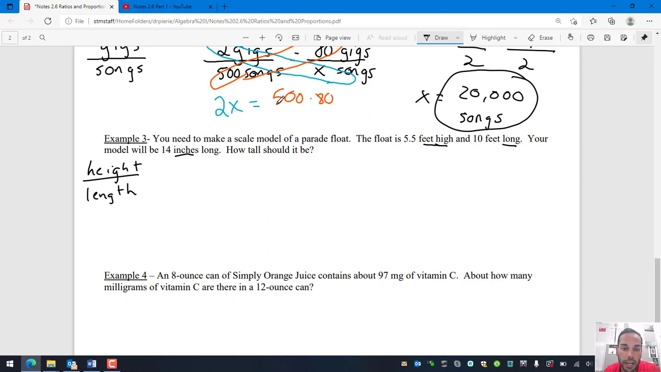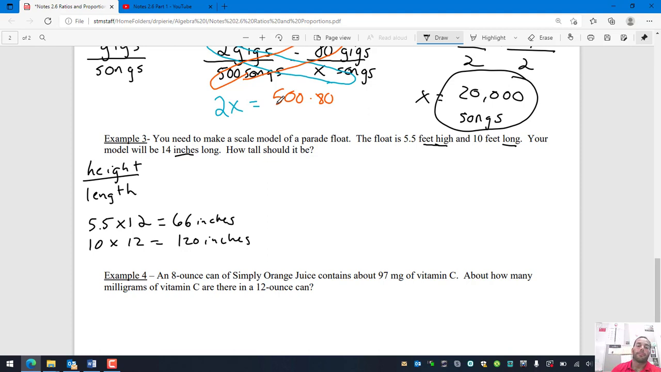So let's convert 5.5 feet to inches. All we have to do is take 5.5 and multiply it by 12. And when you do that, you should get something like 66. I know that the actual float is going to be 66 inches high. And then do the exact same thing with the length. 10 feet times 12 should be 120 inches. The actual float is going to be 66 inches high and 120 inches long.